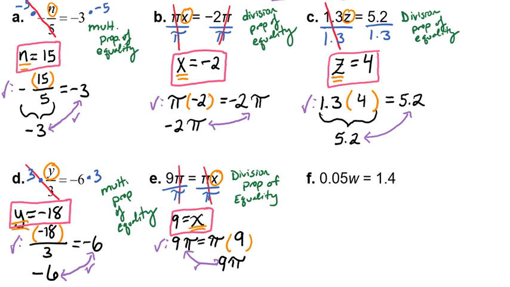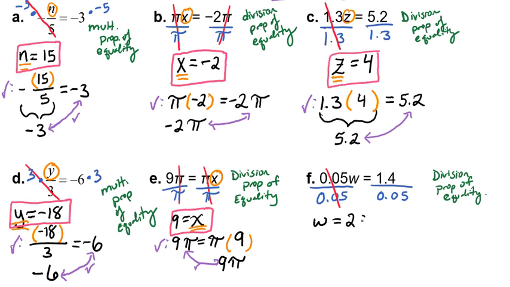Letter F is very similar to letter C, so if you wanted to give it a try, you could push pause here and see if you get the same answer. So we have 0.05w equals 1.4. And so we're going to do the inverse operation of division. So we're going to use the division property of equality here to get rid of our 0.05. And if we take 1.4 and plug that into our calculators, and divide that by 0.05, we're going to get that w equals 28.